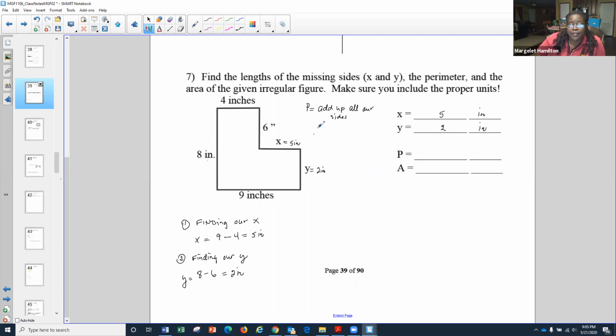To find our area, remember this is an irregular figure. So what we're going to do is break up our figure into 2 parts that are familiar to us, right? So we're going to break it up into 2 basic shapes.